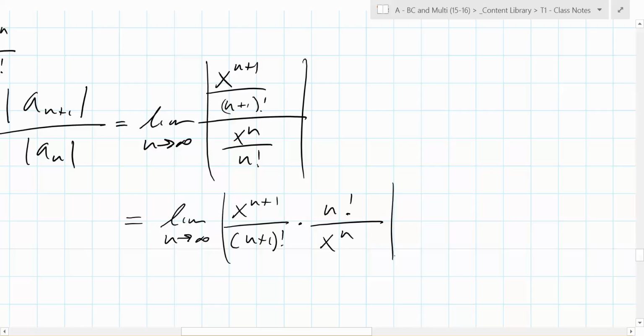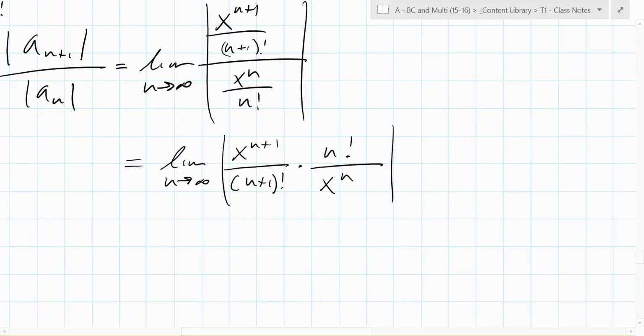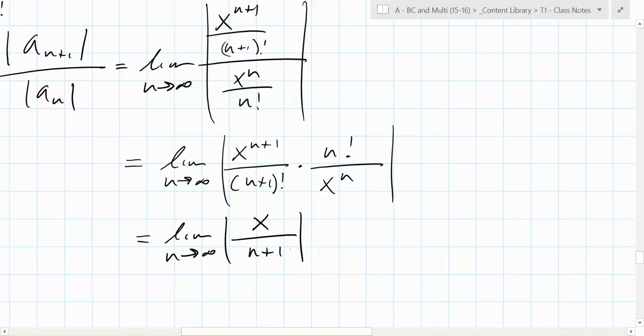You with me so far? What cancels here? So what are you left with on top? You're left with x up top. And what are you left with on the bottom? You're left with just n plus 1. Keep in mind, x is a static number. You choose x. It's not infinity. It's not going anywhere, right? How big could x be? As big as you want, but it's a fixed number, right?